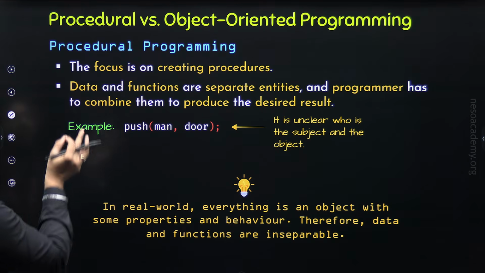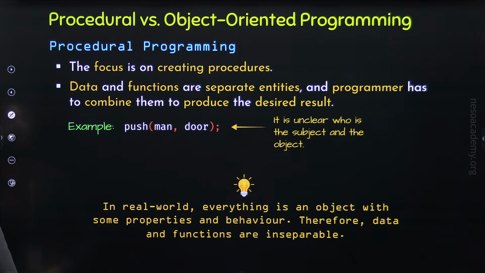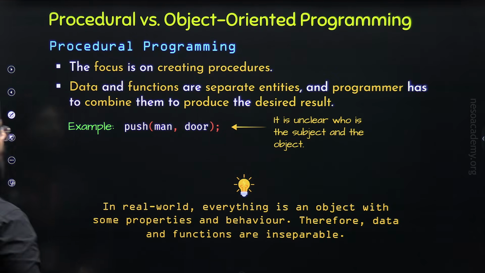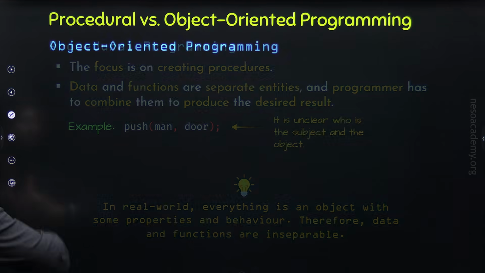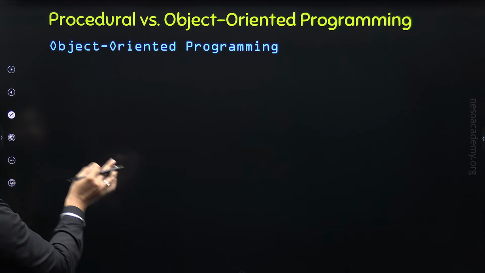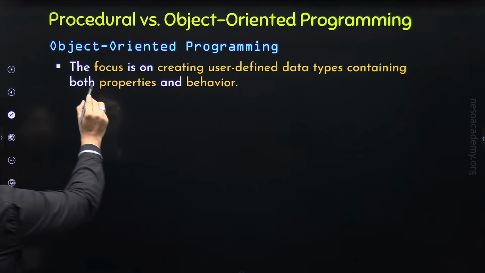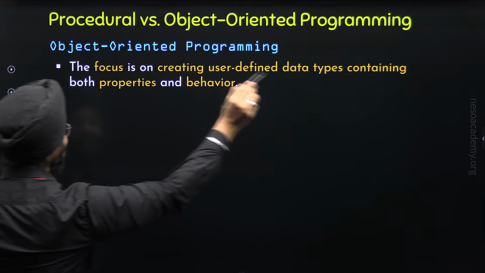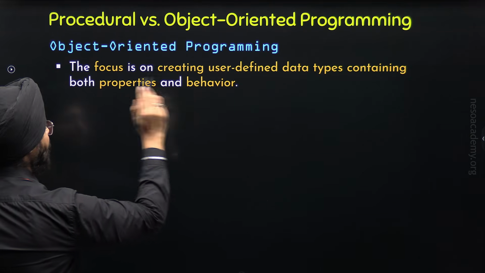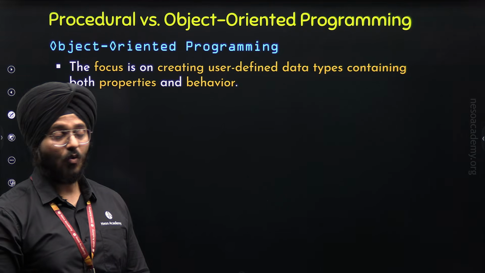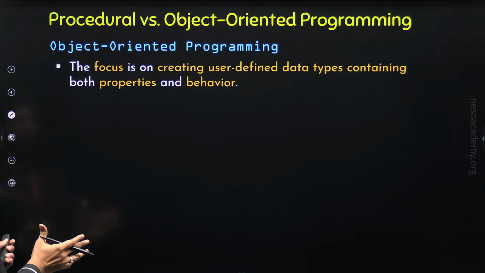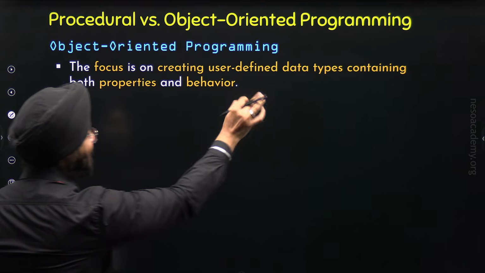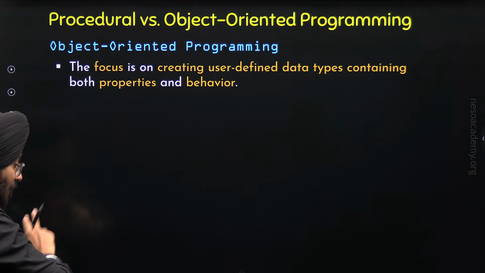Now, this is not the only model of programming that we have. We also have object-oriented programming. Let's understand what is object-oriented programming. In object-oriented programming, the focus is on creating user-defined data types containing both properties and behavior. So what happens in case of object-oriented programming? The focus is on creating user-defined data types. So there is a shift in the focus.